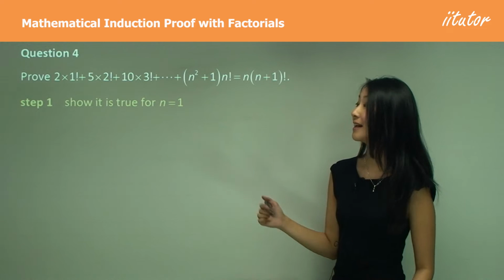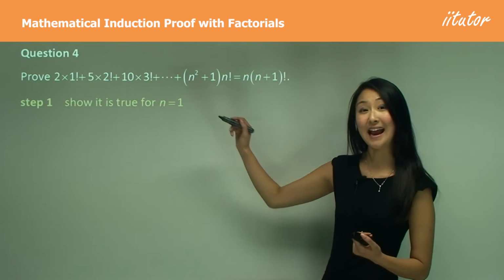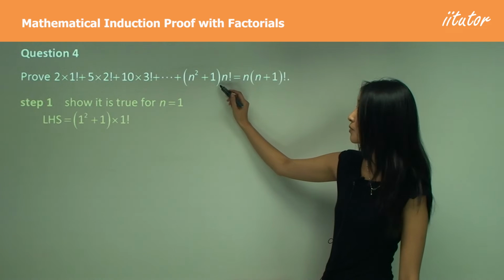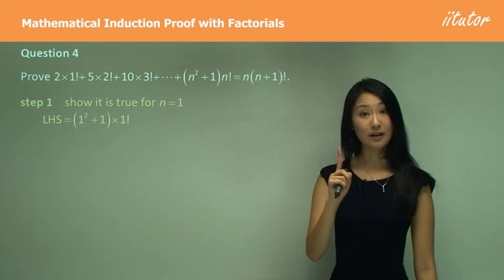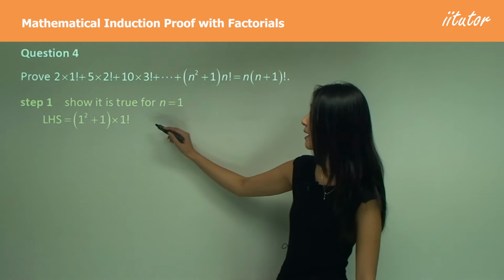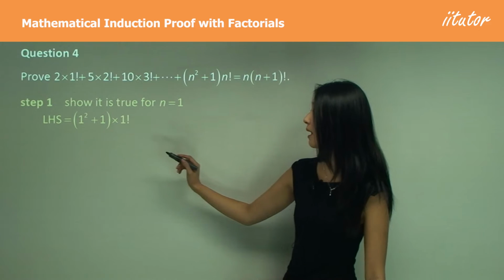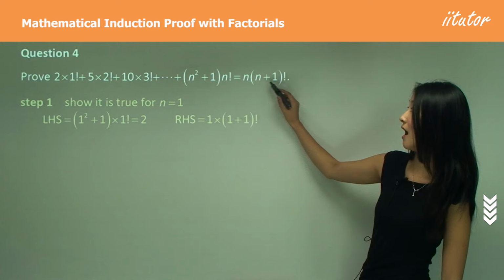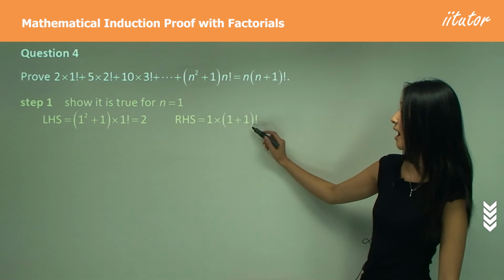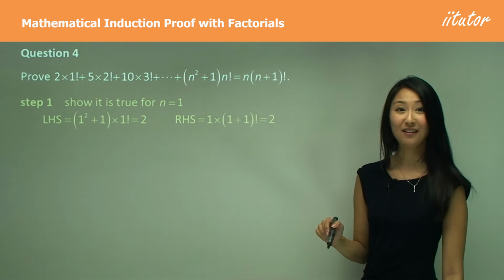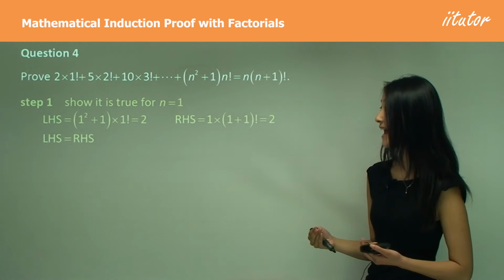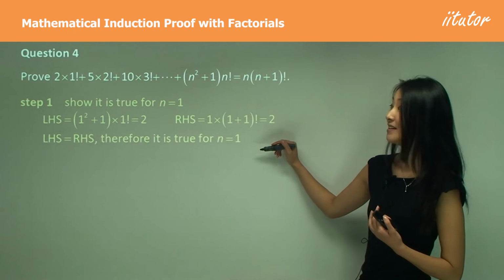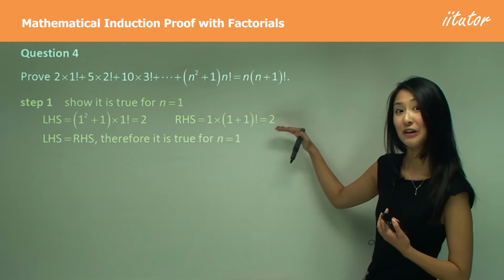So we want to show in step 1 that it is true for n equals 1. So we write the left-hand side, which uses the general formula, and we substitute in 1. So we have (1 squared plus 1) times 1 factorial, just 2 times 1, equals 2. Now using the right-hand side, we have 1 times 2 factorial, so that's 1 times 2, which equals 2 as well. So since the left-hand side equals the right-hand side, we can say therefore it is true for n equals 1. So I want you to write all these steps when you're actually setting it out in the exam.